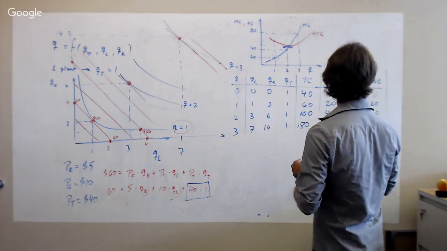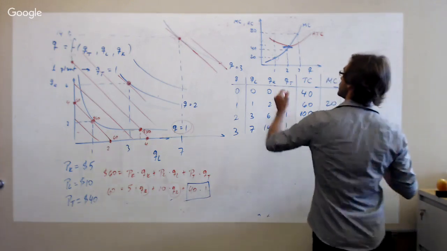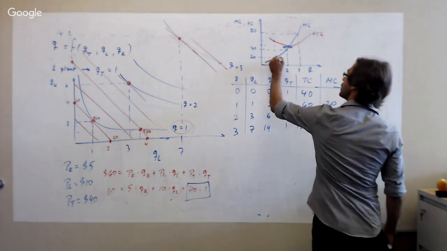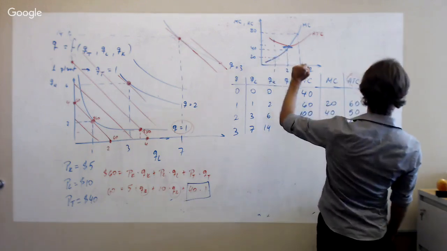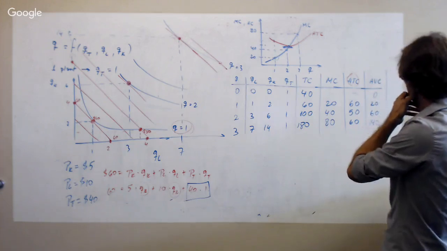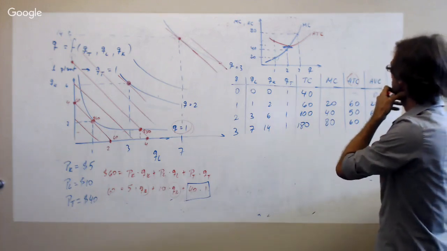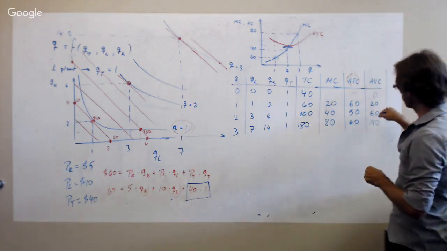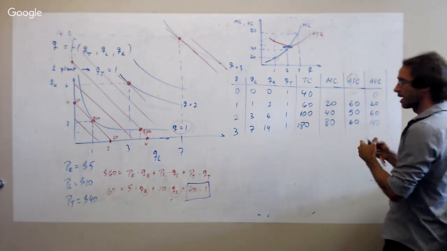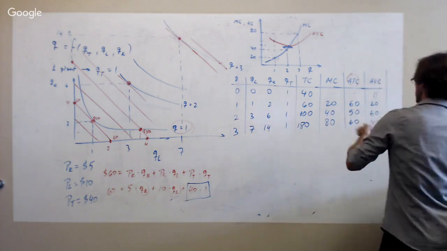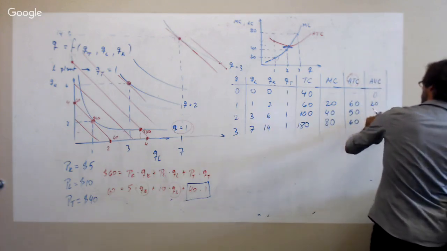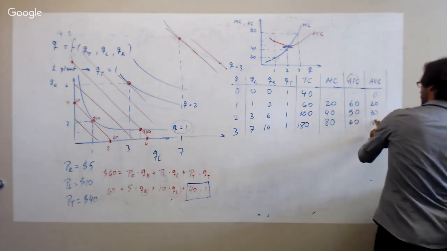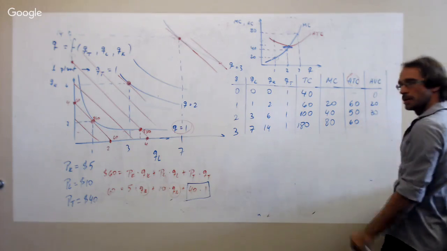What is it going to look like? It's going to look something like this. Let's graph it. 60. Oh, I forgot to divide. Yeah, this is the total variable cost. You want to divide by the number of units produced. So this is 30. Sorry. And this is 140 divided by 3.